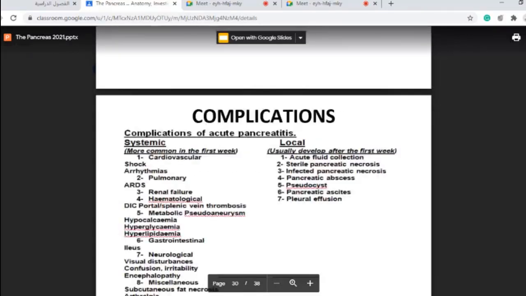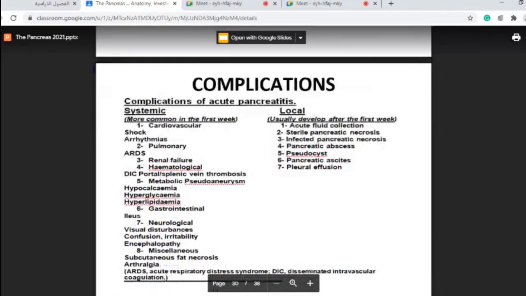So the complications of pancreatitis are either systemic or local. Local complications usually develop after the first week. Systemic complications are more common during the first week. These systemic complications include cardiovascular complications, maybe shock, and maybe arrhythmia. That's why the patient needs to be managed in the ICU, the intensive care unit. Also, pulmonary complications, acute respiratory distress syndrome.